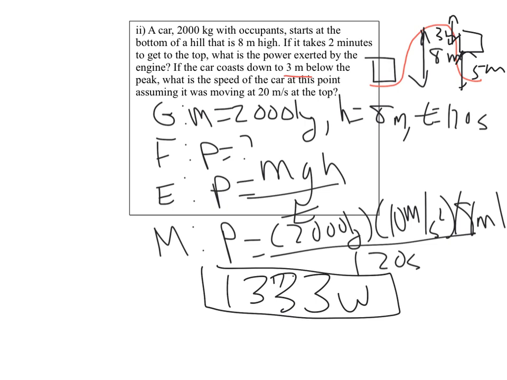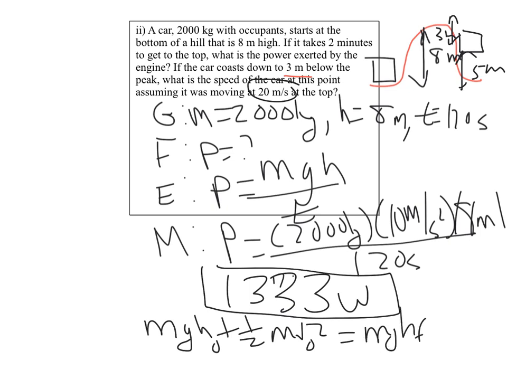What is the speed of the car at this point, assuming it was 20 meters per second at the top? Okay, so now I got to say, what kind of energy did I have at the top? Well, at the top, it had mgh, and it had 1/2 mv squared, initial. And then at the end, it has mgh, and it has kinetic. Right? And what am I trying to figure out? What is its speed, right? So I have to find v when it gets down to 5 meters.